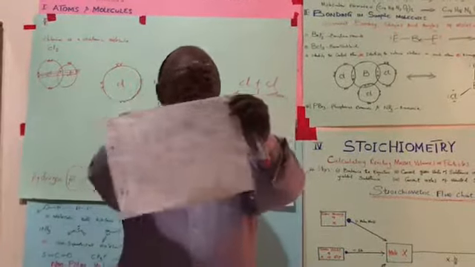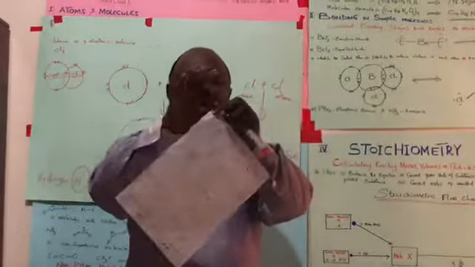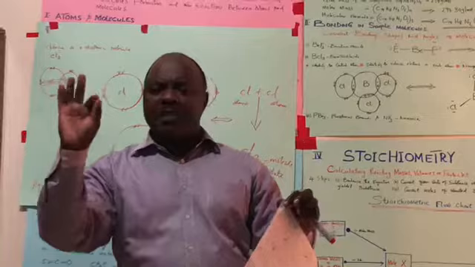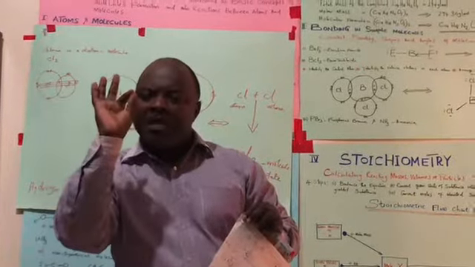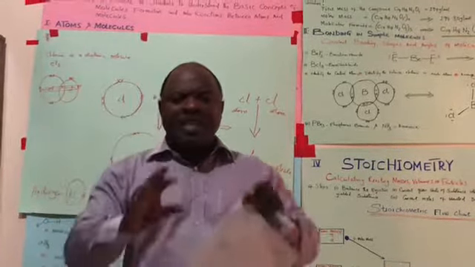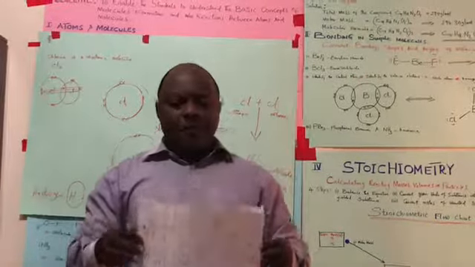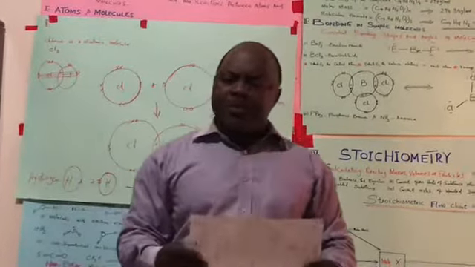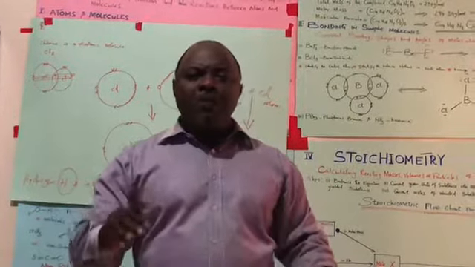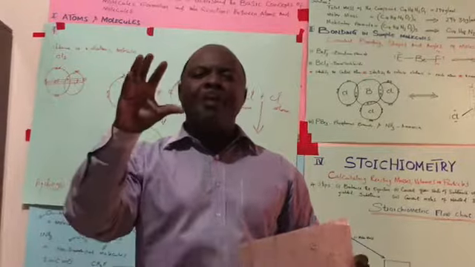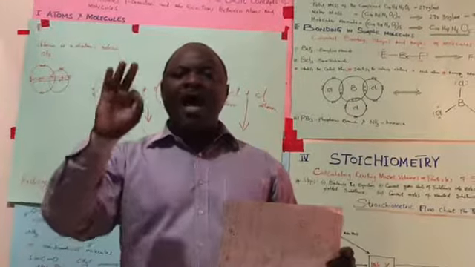This paper, if you cut it into smaller pieces, the smallest piece of it is what we call an atom. These atoms make up this paper. Therefore, in chemistry, atoms are particles that take part in a chemical reaction. Every element in chemistry has atoms.